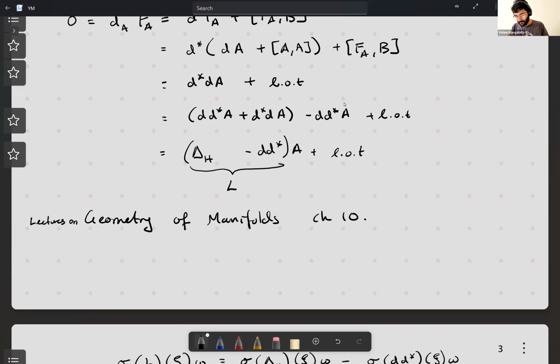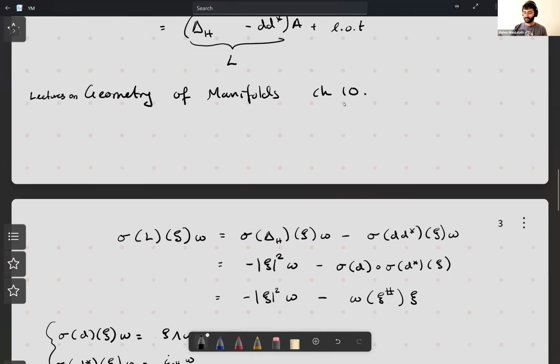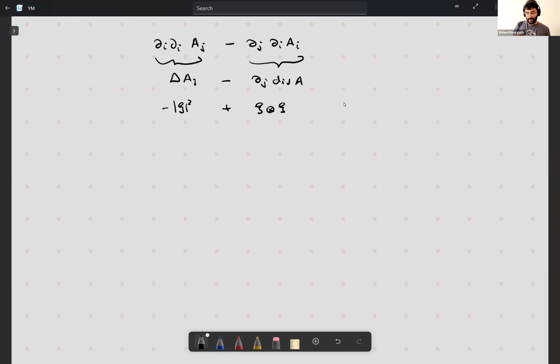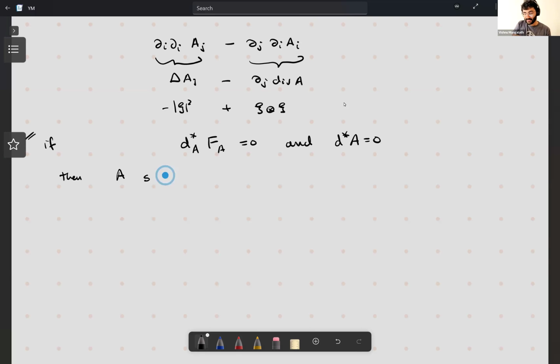But if you just look at this term here, this minus d star a, if it just so happened that d star A was 0, then we'd very luckily have that A satisfies an elliptic equation. So if we have a solution which also satisfies d star A equals 0, then we have something that satisfies an elliptic equation, and therefore hopefully, if we can prove all the corresponding things for these elliptic systems, we'll have something that has all the nice properties that solutions to elliptic equations have. So I'll write that down. If we have d star A F_A and d star A equals 0, then A satisfies the elliptic equation. A is a solution to an elliptic system.